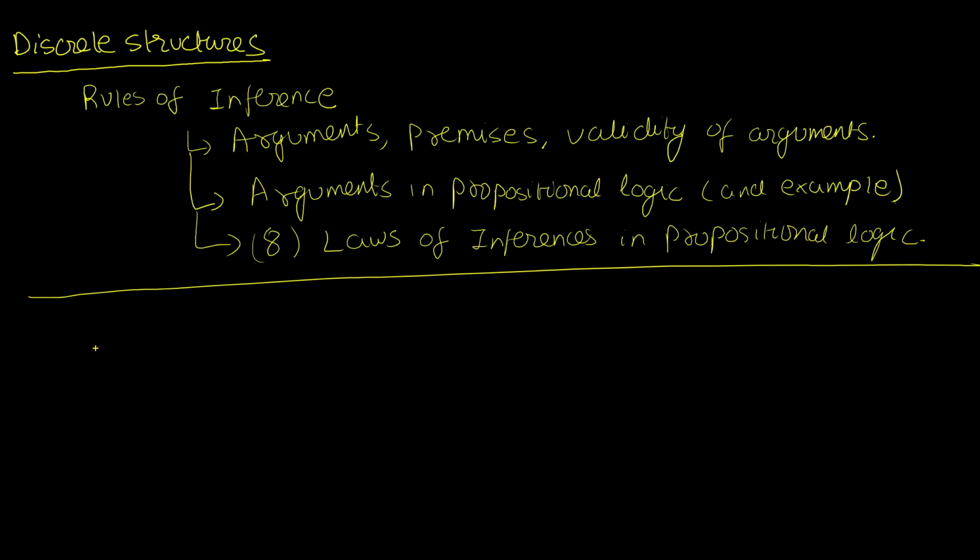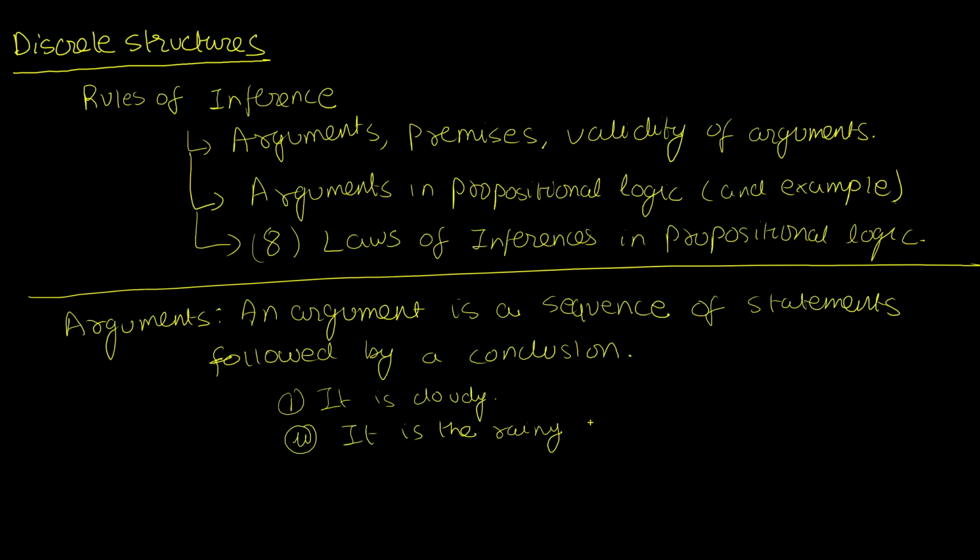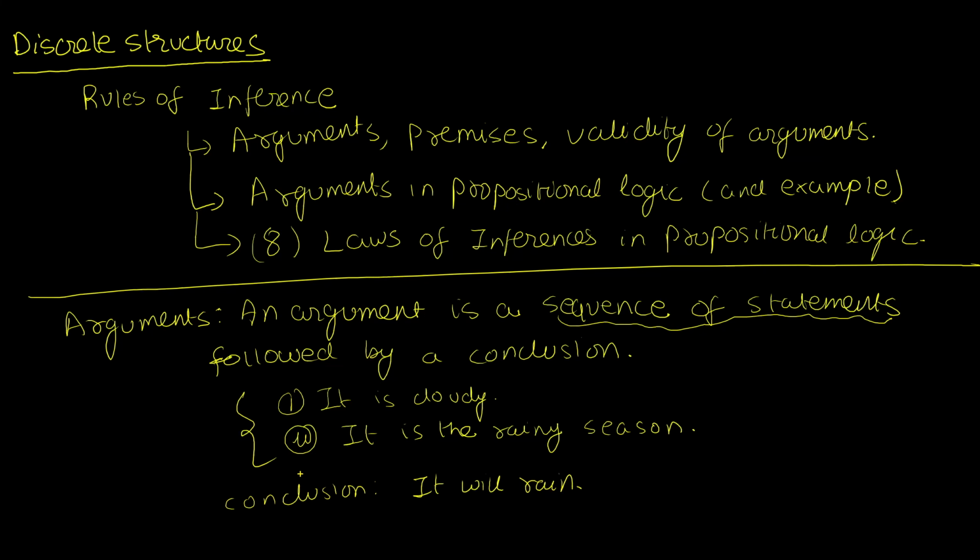Okay, let us begin with a discussion about arguments. An argument is a sequence of statements followed by a conclusion. So let us demonstrate by writing statements and a conclusion. Let's say it is cloudy and it is the rainy season. Why not? And these two are the sequence of statements mentioned here. And then let me write a conclusion: it will rain. So this has a set of premises and it has a conclusion. Therefore, this is an argument.